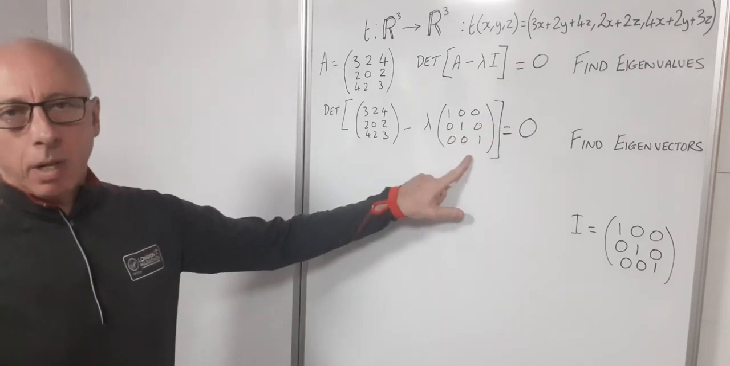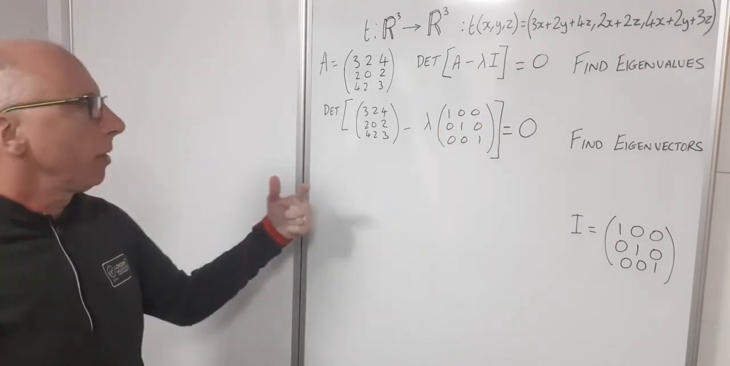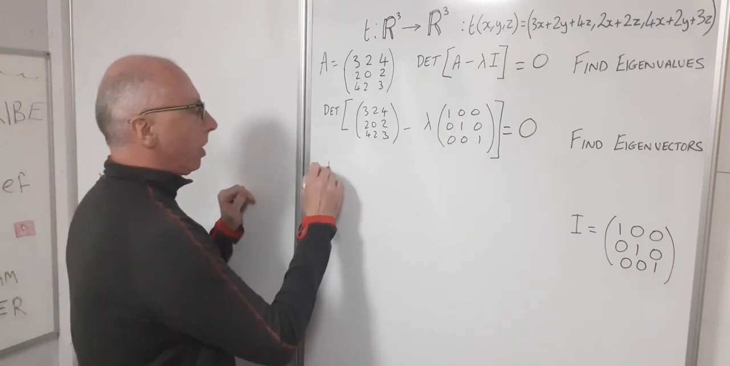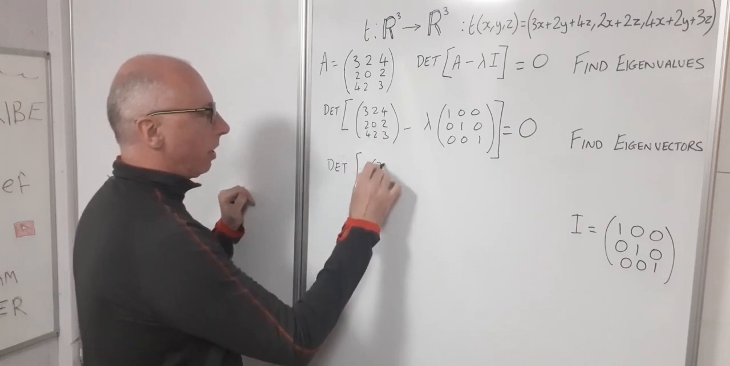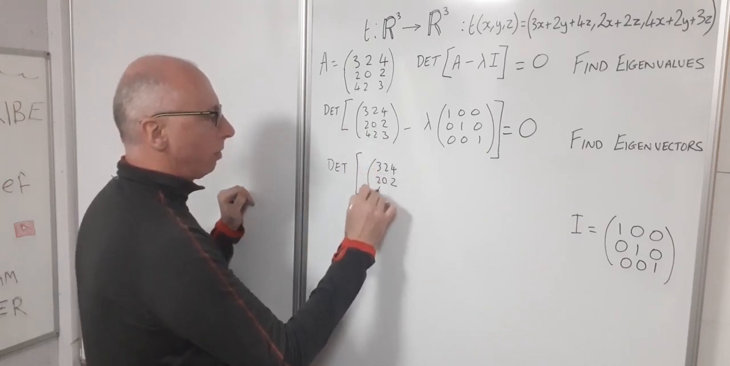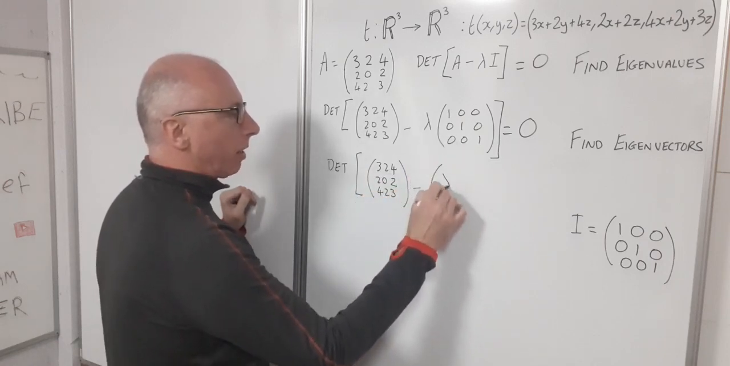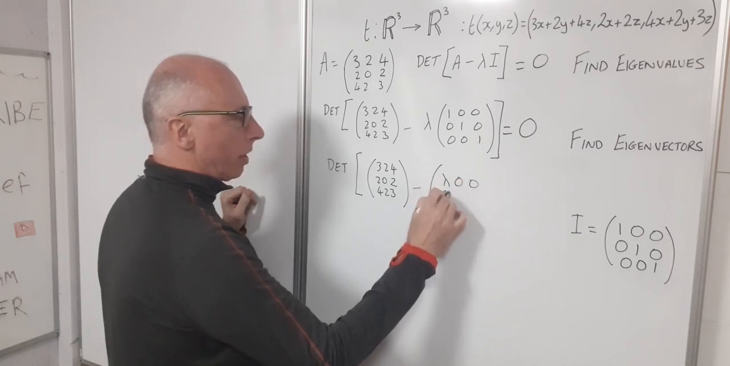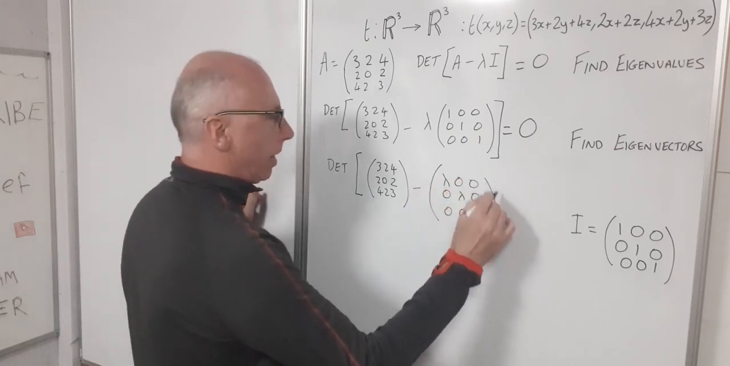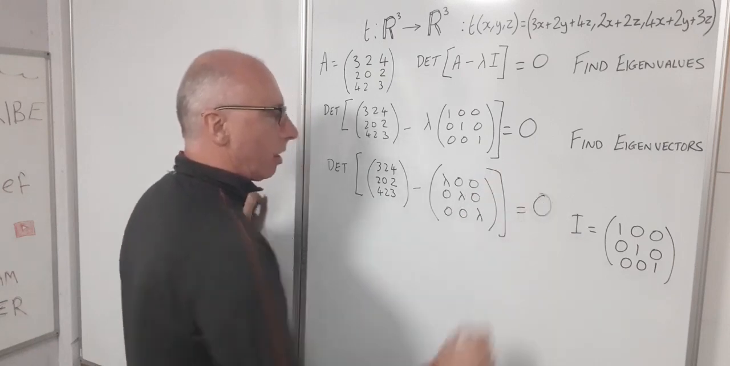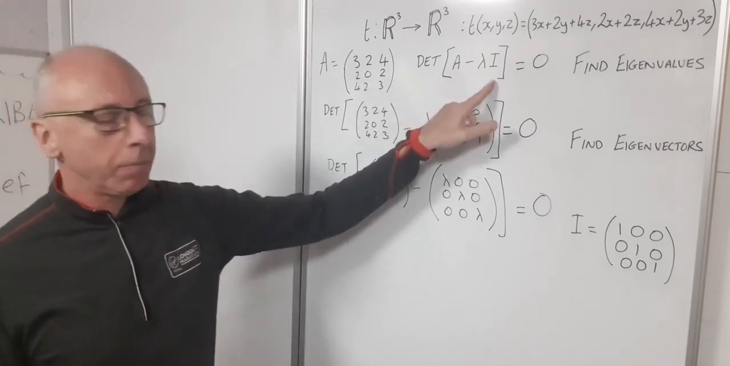Okay, well, multiplying this by lambda, all the 1's become lambda, and then the 0's just stay as 0. So now we want the determinant of this one here, 3, 2, 4, 2, 0, 2, 4, 2, 3, minus, and then we just put lambda in where there's a 1. So that becomes like that. Okay, and then it's still set to 0. Okay, so now determinant of A minus lambda I.